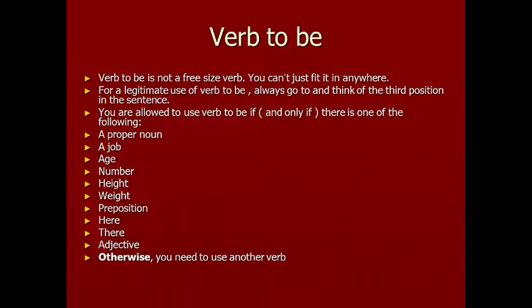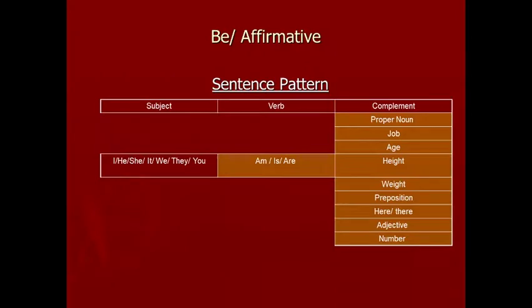Okay, so now let's dive deeper. We have be affirmative right here, so sentence pattern. Okay, so we have the subject, the first part of the sentence, and verb, which sometimes can be unknown in our case with the exercise right now, and we have the complement, which can be a proper noun, a job, an age, a height, weight, preposition, here, there, adjective, or number. And depending on the complement, we decide to use am, is, and are, okay?